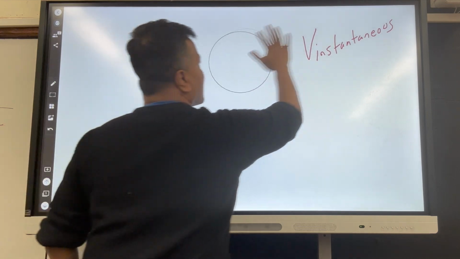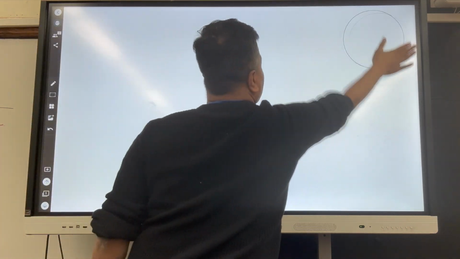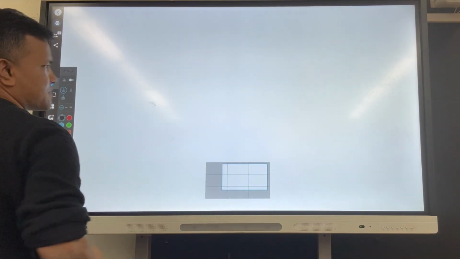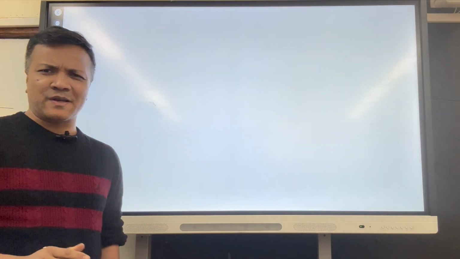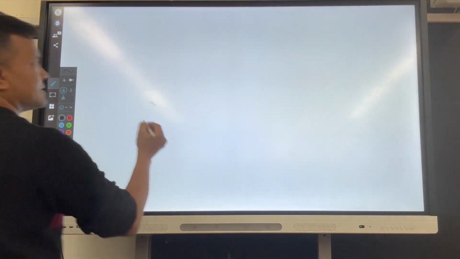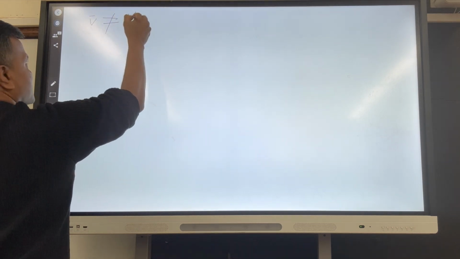Okay, so we are talking about instantaneous velocity is not equal to average velocity. How can we prove that?